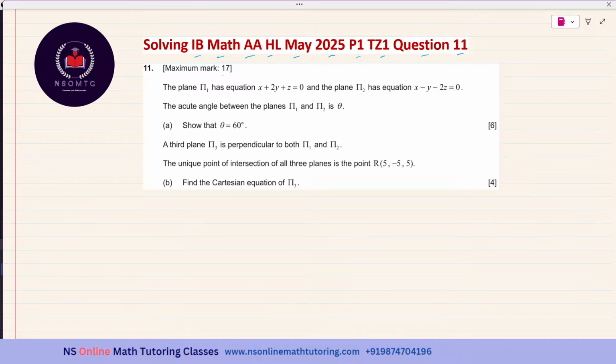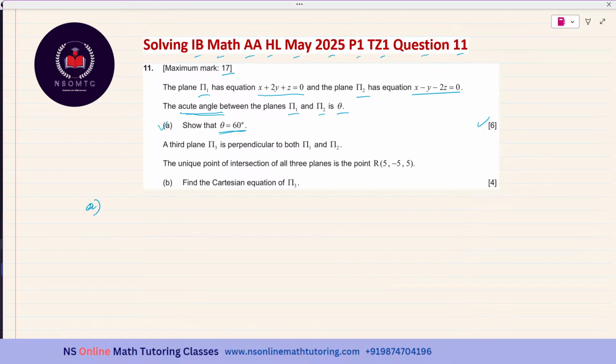The maximum mark is 17. It says plane pi 1 has equation x plus 2y plus z equal to 0, and the plane pi 2 has equation x minus y minus 2z equal to 0. The acute angle between the planes pi 1 and pi 2 is theta. Part A's question is: show that the theta value is equal to 60 degrees. It contains 6 marks.